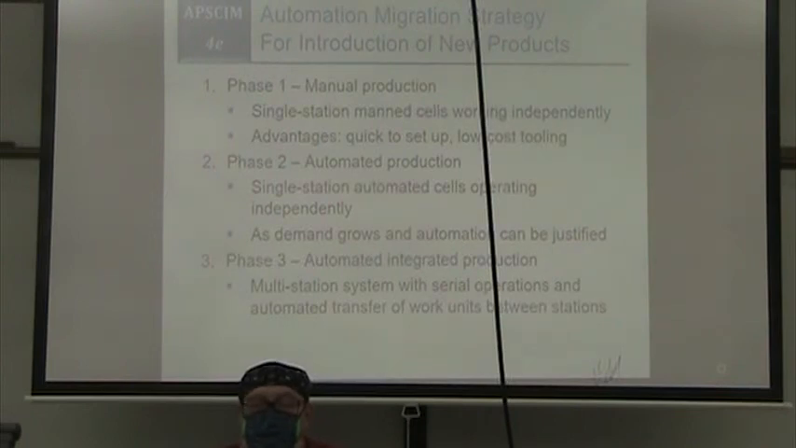I would say the economics are what are going to justify the automation. We're not necessarily going to make more money because we automate even as demand goes up. And then phase 3, automated integrated production. So you're talking about multi-station work cells, they have serial operations, automated transfer of work units between stations.